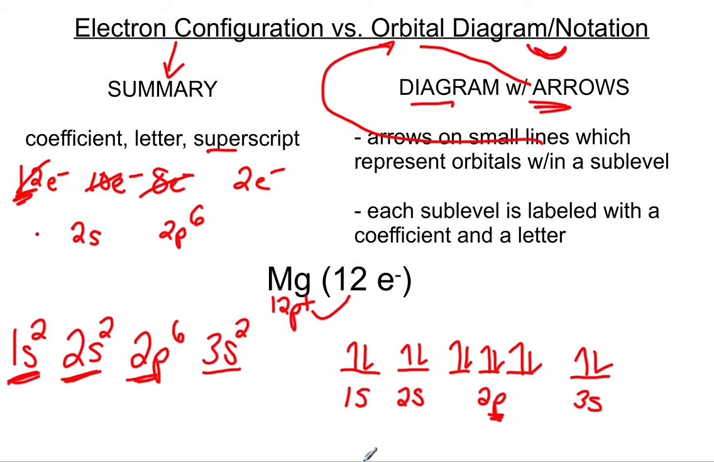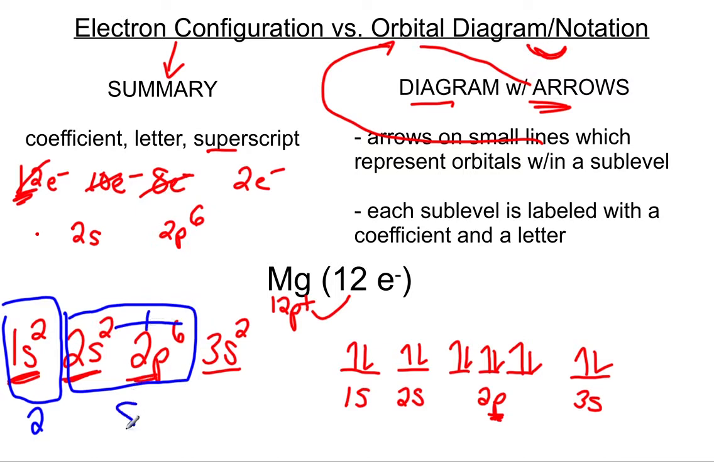Now, for those of you who might have remembered the 2-8-8 business, here's my first energy level, 2. Here's my second energy level. Notice the 2s and the 2p. 2 plus 6 is 8. And then I have just 2, so it's not filled. Remember, it should have 8. It's not filled, so it's going to want to do something about that.